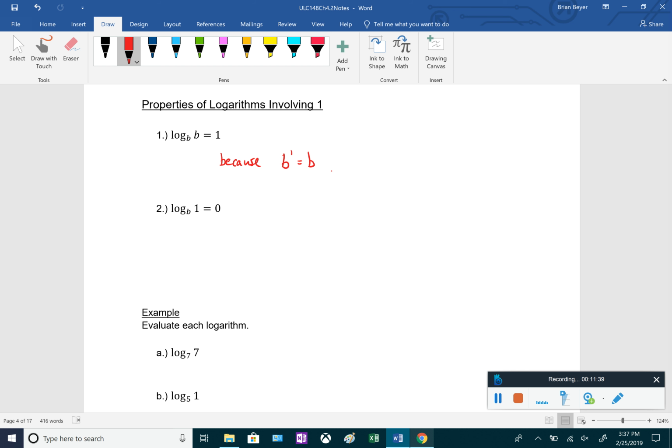For the next one, if we have log base b of 1, that will always equal 0. So log base anything of 1 is going to equal 0. Converting this into exponential form, this would be b to the 0 equals 1, which once again, hopefully we know is true because anything to the 0 power equals 1.